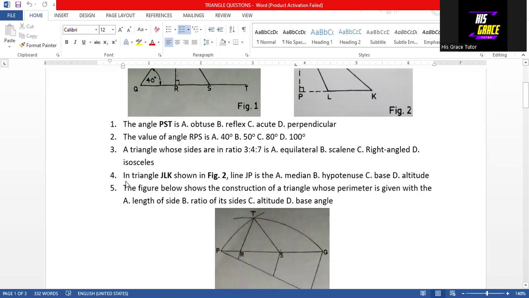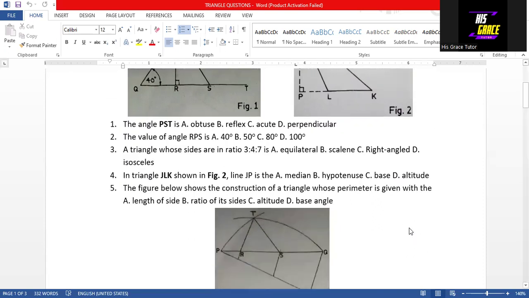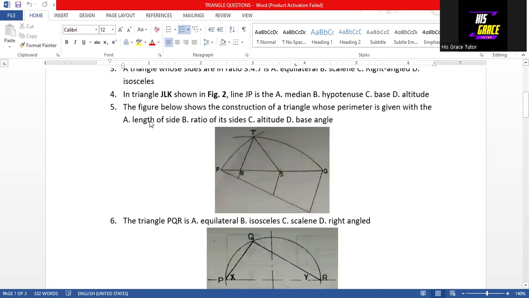So question 4 says that in triangle JLK shown in figure 2, line JP is an altitude. Line JP is an altitude. So option D is the answer to question 4. Then question 5 says that the figure below shows the construction of a triangle whose perimeter is given with the ratio of sides. So if you remember, we constructed a triangle like this when given the perimeter and the ratio of its sides. So the answer here is option B.